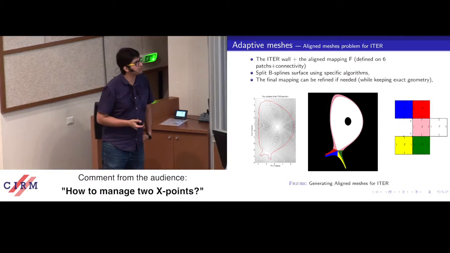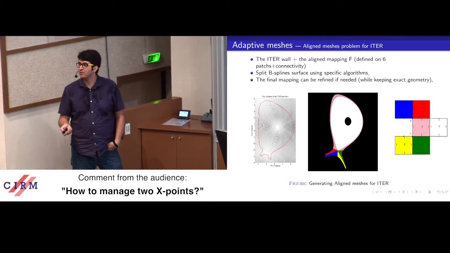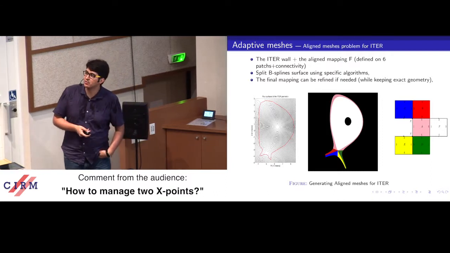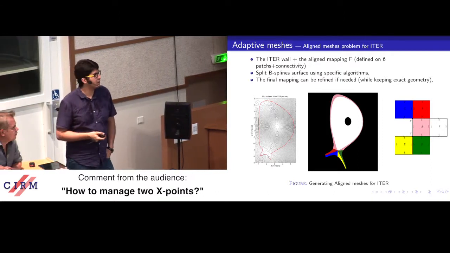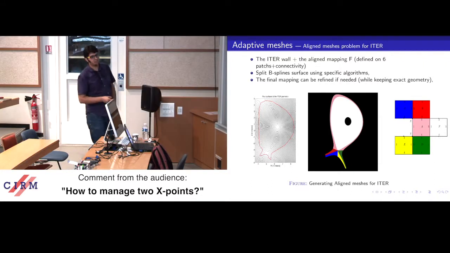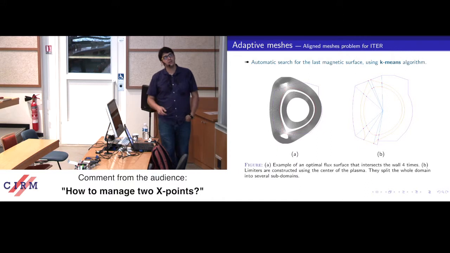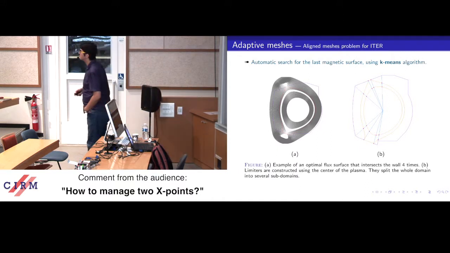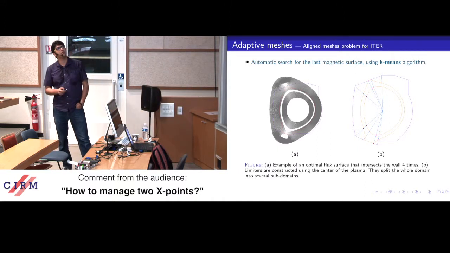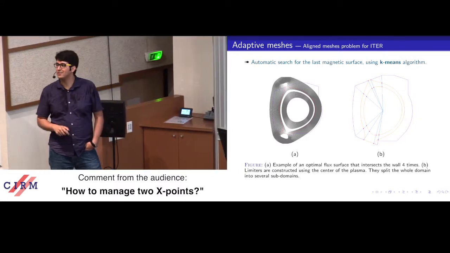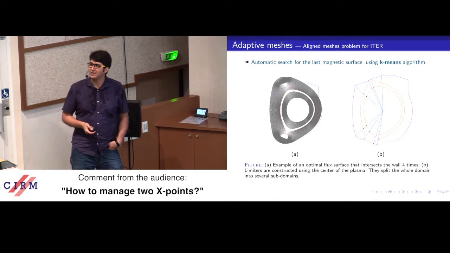You can try to have a corresponding construction. This was just for one single X point, but you can try to do it. Even if I have another example just after that, which is on WEST, and in this case we have two X points, but this one is not inside the plasma. It's not inside the domain, our computational domain, so it's not a problem.